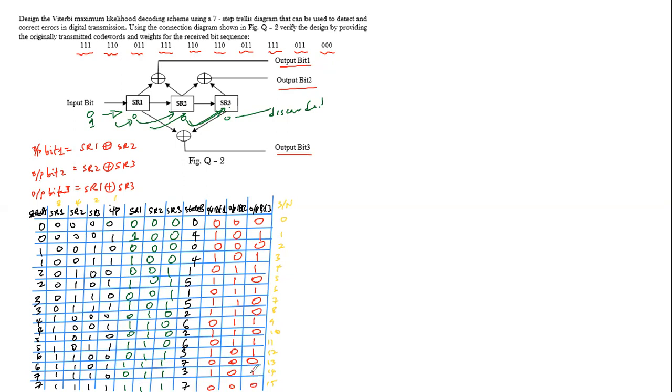So, fine, we've got this. So the next step now is to design the trellis diagram, okay, using the truth table. Now we've gotten the truth table. We've been able to derive the truth table going by the fundamental principles. So the next thing now is to design the 7-step trellis diagram. So we've been able to develop the 7-step truth table for Viterbi maximum likelihood decoding.